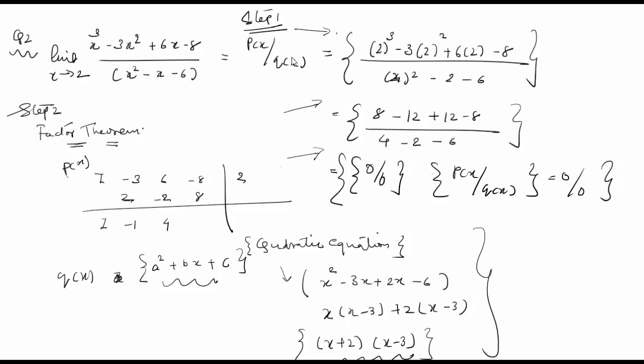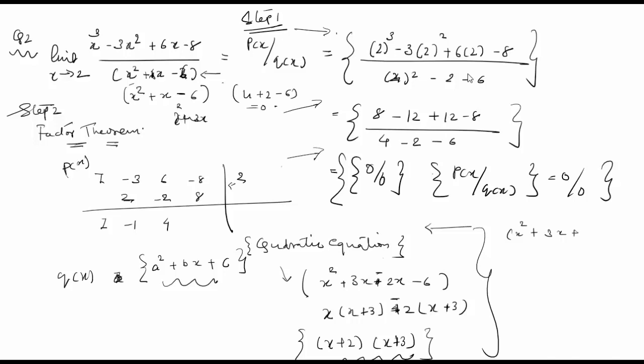So again, there is a modification here. There is a simple change or mistake in the question. So the q of x should be equal to x square plus x minus 6. So this is 4 plus 2 minus 6, which is equal to 0.